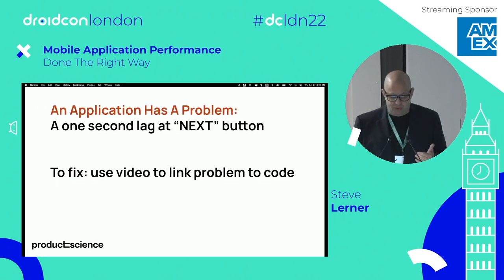So let's go through an illustration here of doing things right. I have a demo application, and this application has a problem. The problem is when you click the next button, there's a 1 second lag. Okay, and to fix it, we're going to use video, right? We're going to see the app in order to fix it.